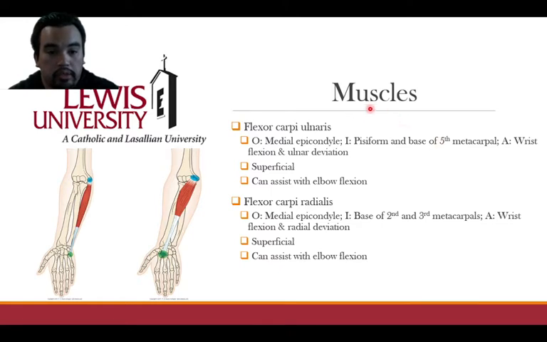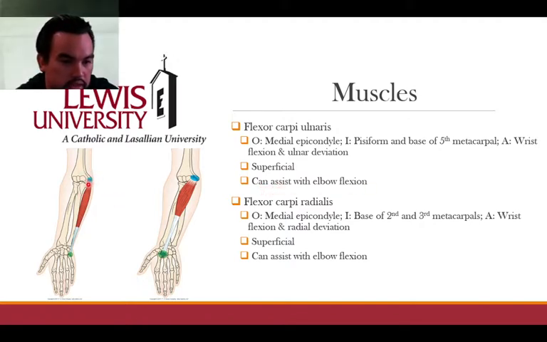So let's look at our muscles. We have the flexor carpi ulnaris. That originates at the medial epicondyle, and it goes to the pisiform and the base of the fifth metacarpal. Wrist flexion and ulnar deviation is what it does. It's very superficial, and it can assist with elbow flexion. So you look at this here, and you see it does cross that elbow joint, so it can assist a little bit with that, especially since most of that muscle belly is closest to the elbow there. So it does create a lot of force at that elbow to help that out.